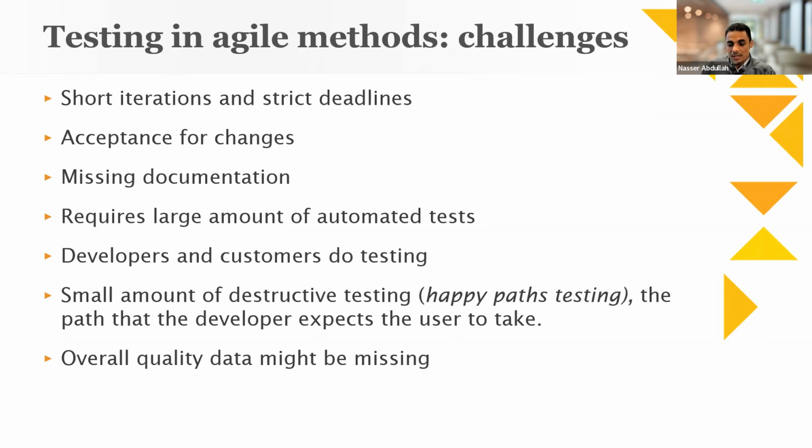It means, for example, you have to try to put some fault in your system. No, they follow the opposite one, which is happy path testing. Overall, the quality data may be missing. Also, of course, there is no documentation, so the quality data will be missing. So these are some challenges.